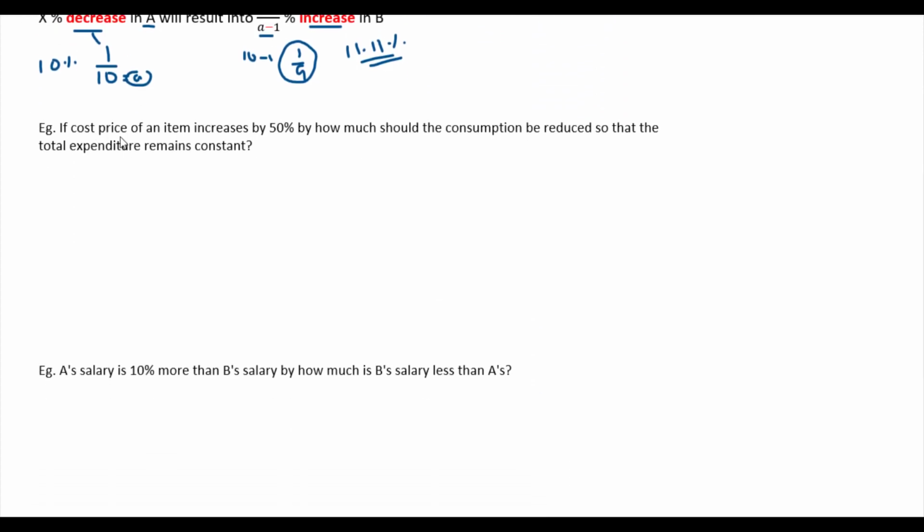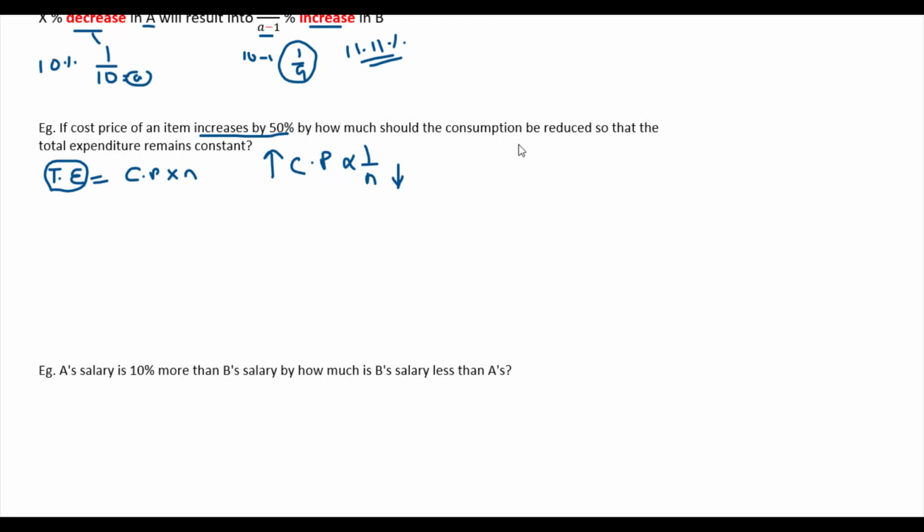In this example, if the cost price of an item increases by 50%, so here we have an increase of 50%, by how much should the consumption be reduced so that the total expenditure remains constant? Now what is total expenditure? Total expenditure is nothing but the cost price per item times the number of items that you are purchasing. Now if you want to keep your total expenditure constant, the cost price will be inversely proportional to your consumption. So if your cost price is increasing, your consumption will have to reduce. So the question is, by how much percentage should your consumption be reduced?